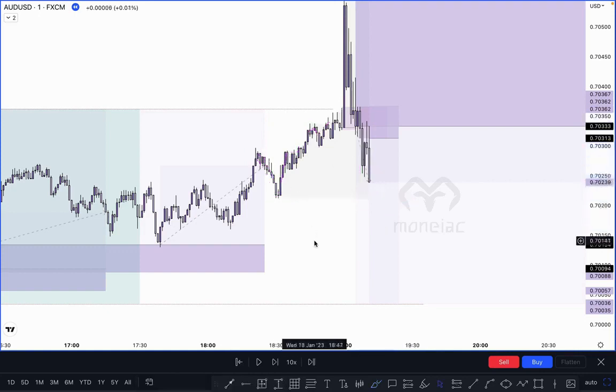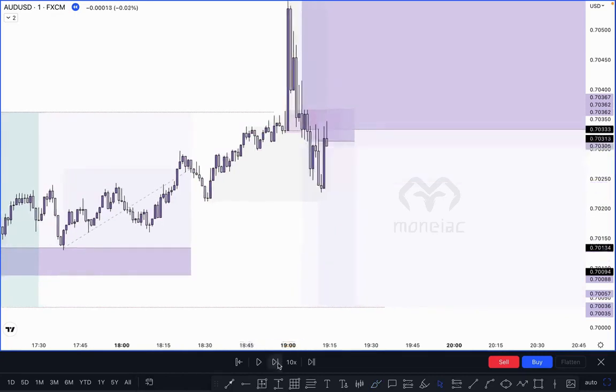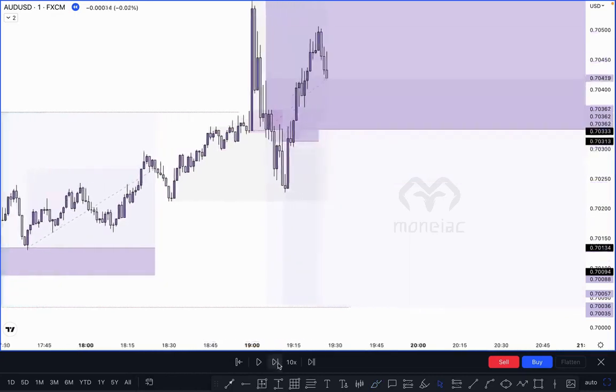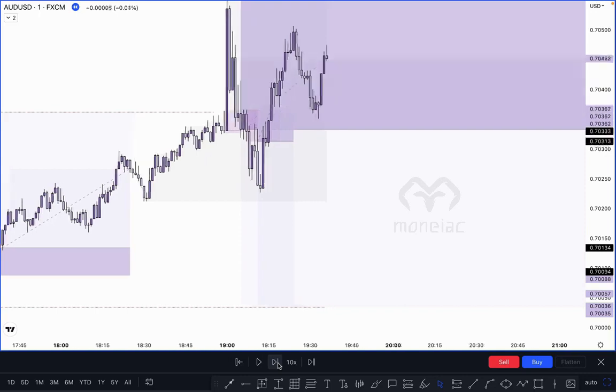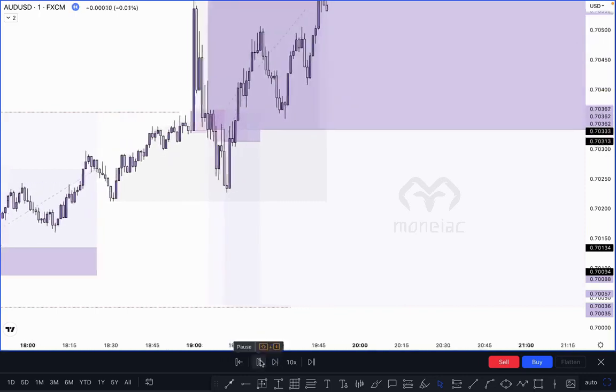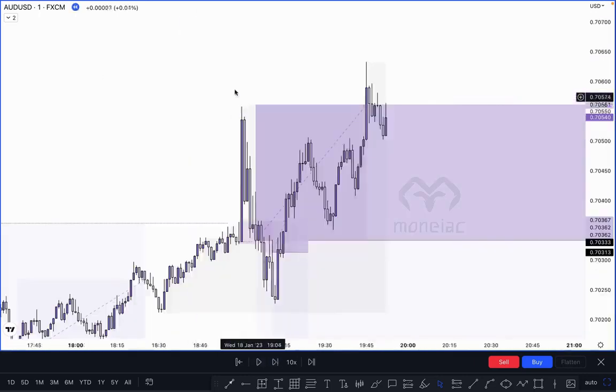So let's see what happened next after this move. All right, so let's see. Okay, so what happened here, finally the market hit our stop loss, and then after that what happened here, you can see the market took out both stop losses here.